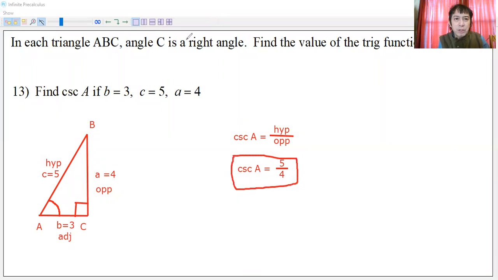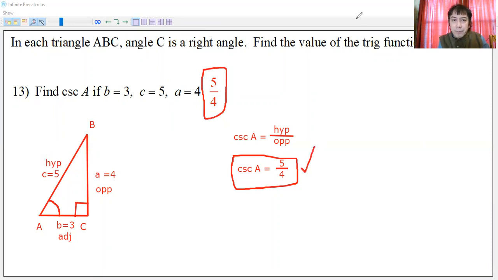And what's the answer? We can check and verify. At the end of the question, you can see the answer. Over here, 5/4. And that is exactly what we have in our answer.